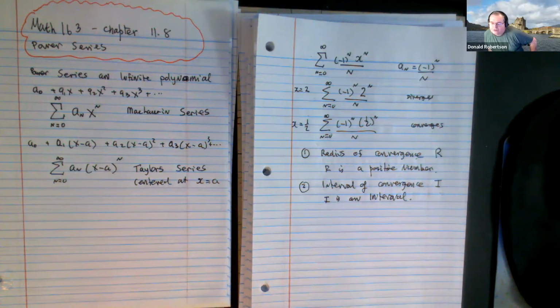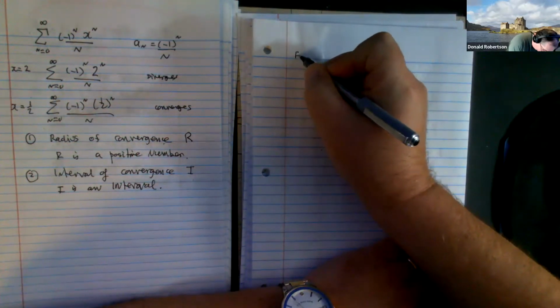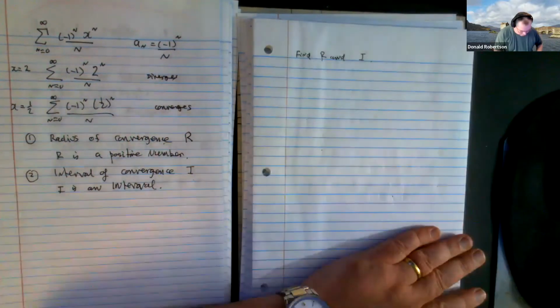And we're really only interested in when do power series converge? If you have a power series for a particular value of X and it diverges, that's not very interesting because it just means you can't use the power series, right? So let's find R and I, because that's essentially what a lot of the questions are going to be.